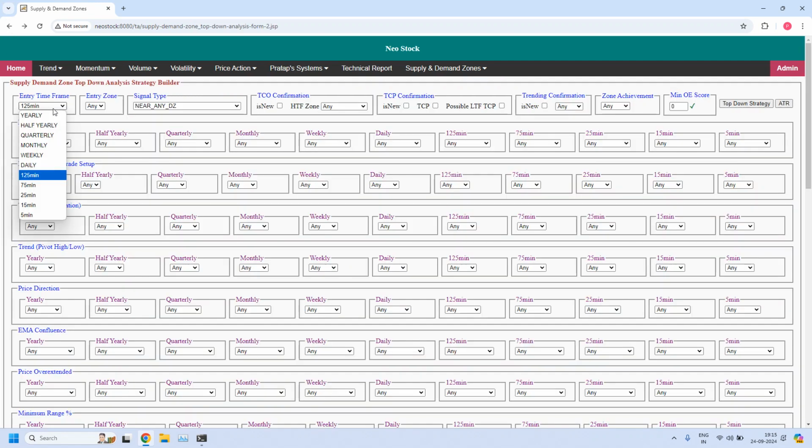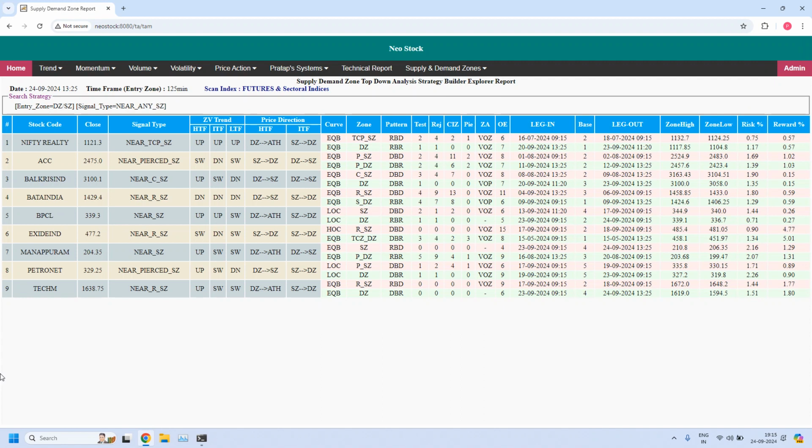Next, for the 125 minutes time frame, let us find the stocks near the 125 minutes supply zone. 9 stocks are filtered.